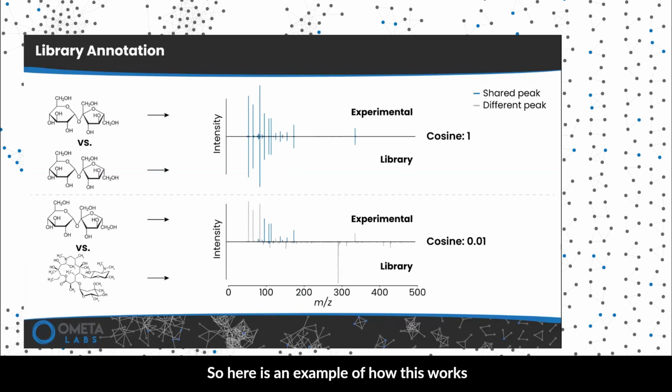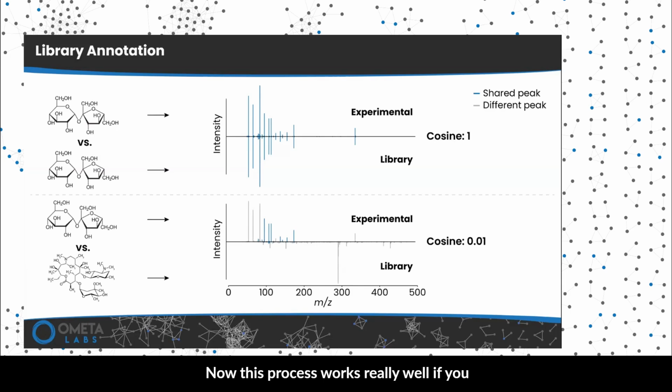So here is an example of how this works in real life. Here at the top, we have the experimental spectrum for the molecule sucrose, and you can see it is an excellent match for the library spectrum for sucrose. In this case, the algorithm that we're using to do the matching is called a cosine score. A cosine score of 1 is the best and 0 is the worst. And so you can see at the top here, we have a perfect match, so our cosine score is going to be 1. However, if we then take that experimental spectrum for sucrose and try to match it to a different library spectrum, say the library spectrum for azithromycin, you'll see that that match is not very good at all, and so our cosine score is going to be close to 0.